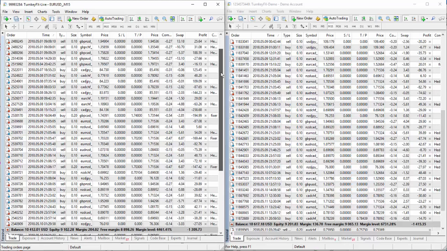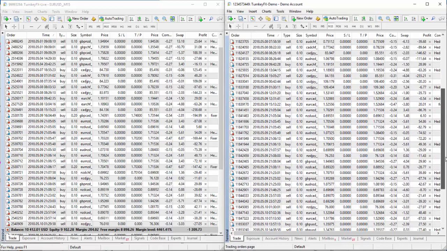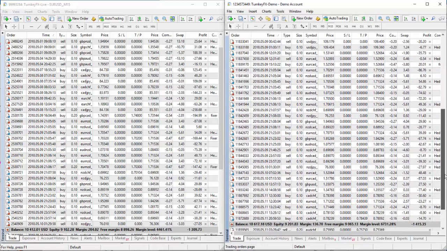It was a very slow day in the market, but you can see that currently on the live account and the demo account, the balances are reasonably close together, only about $100 difference. But the number of trades currently open in the demo account is actually higher. It has probably 10 or 12 more open positions than the live account does, because a lot of the trades that are picking up in the demo account are not picking up in the live account.